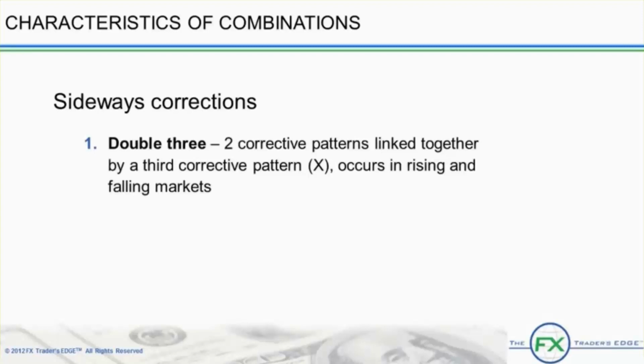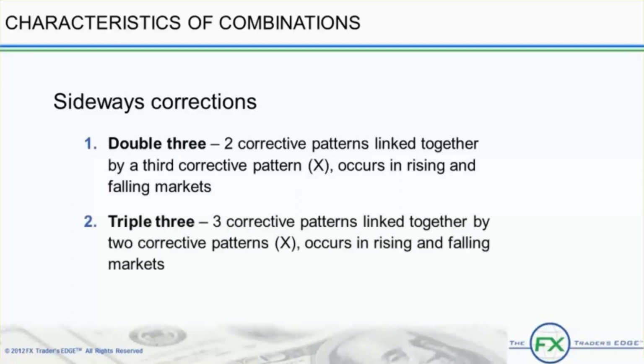A second combined pattern combines the flat sideways family of corrections. These sideways corrections can unfold as double threes or triple threes. A double three is 2 corrective patterns linked together by a 3rd corrective pattern X. It occurs in both rising and falling markets. A triple three is 3 corrective patterns linked together by 2 corrective patterns X. It occurs in both rising and falling markets.